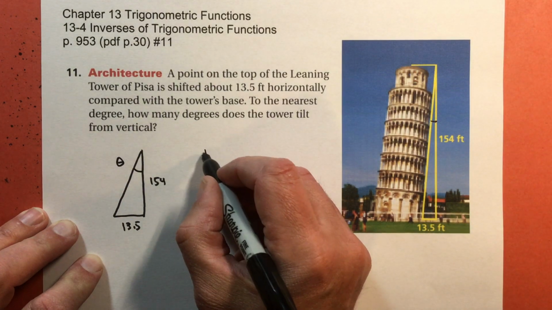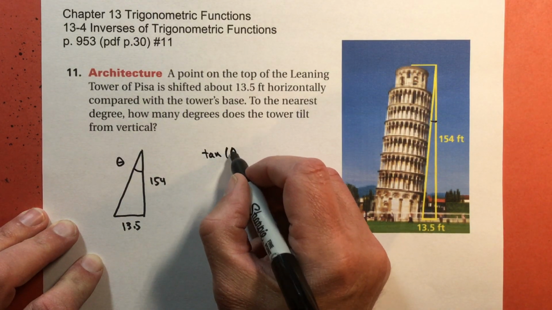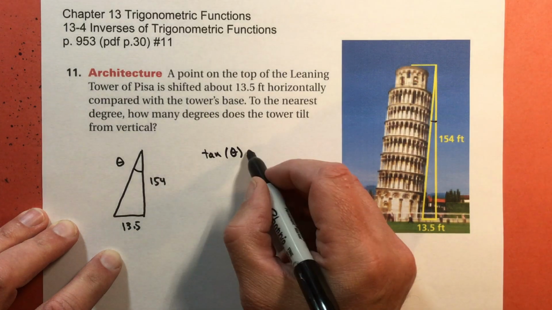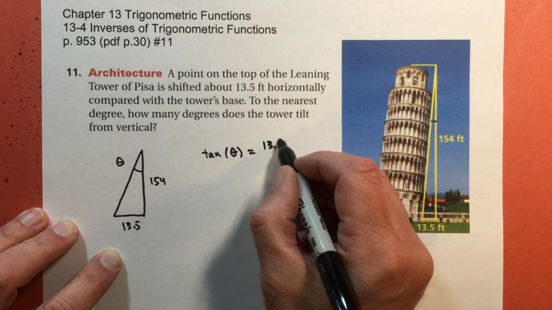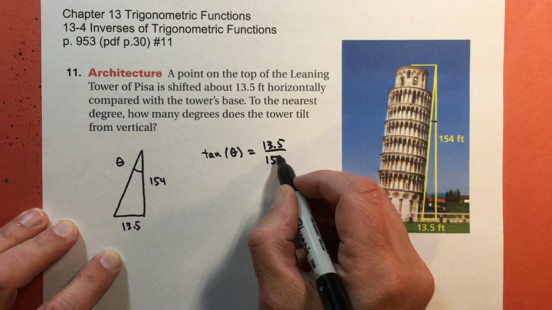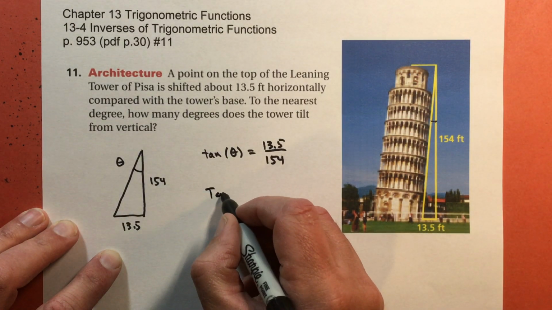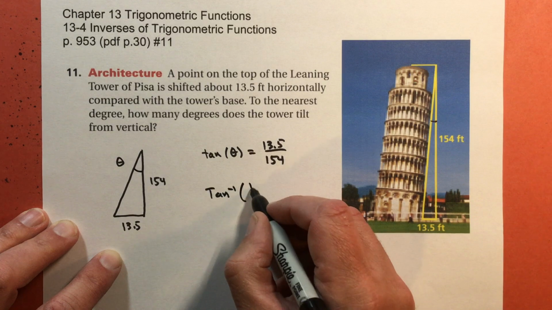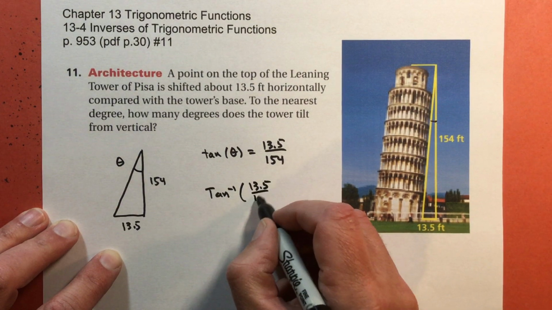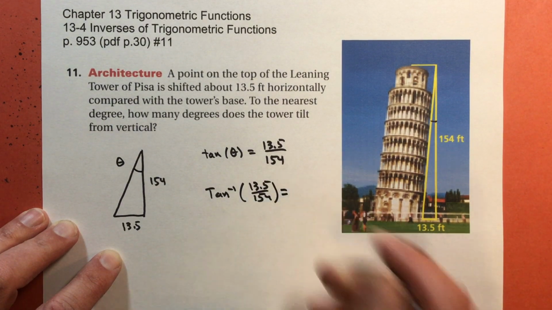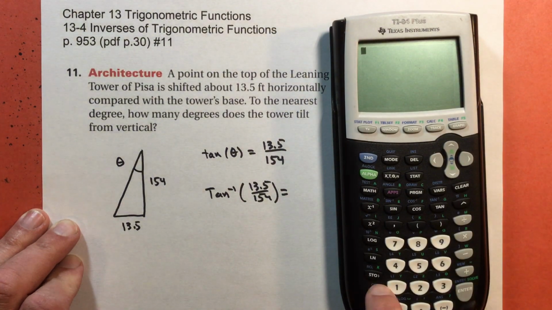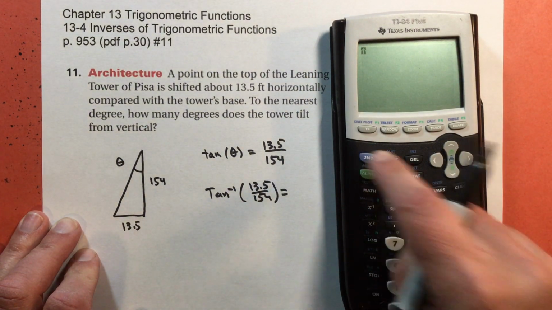So I know that the tangent of that angle is opposite over adjacent. So to figure out what that angle is, I do the inverse tangent, 13.5 over 154. And to do that, I'm going to have to grab my calculator. So I hit second tan.